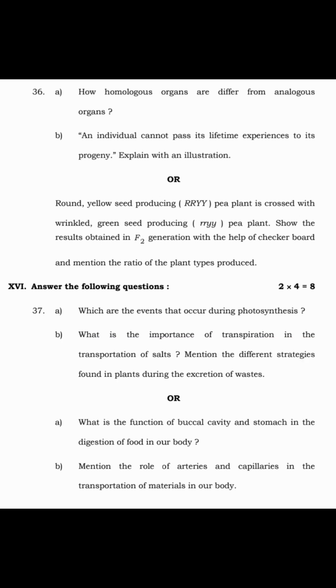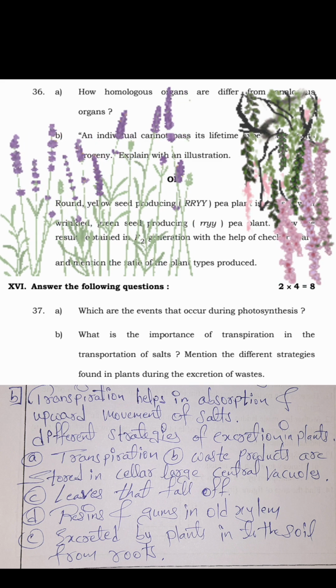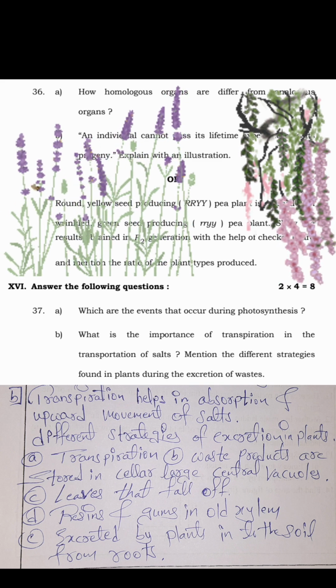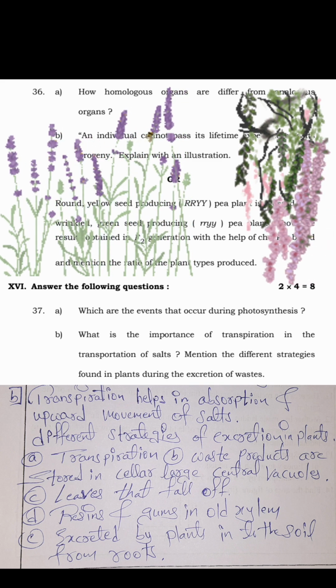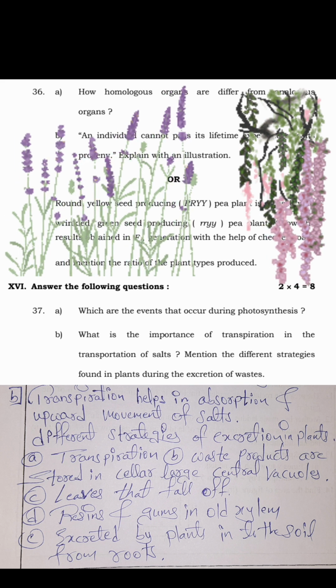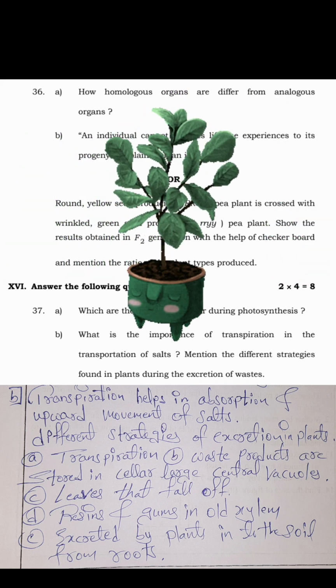37th B question: What is the importance of transpiration in the transportation of salts? Mention the different strategies found in plants during the excretion of waste. Transpiration helps in absorption and upward movement of salts from the soil. So the different strategies of excretion in plants are, first one, transpiration.